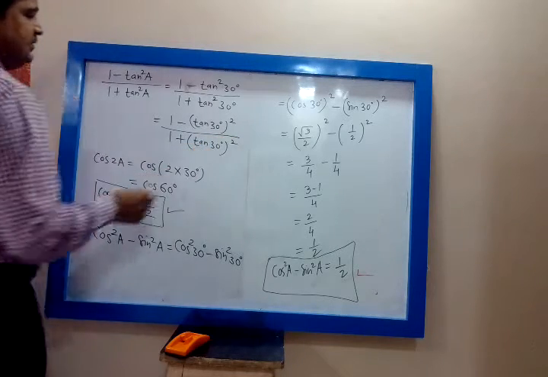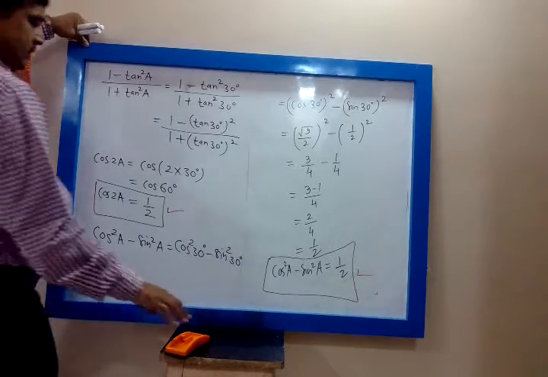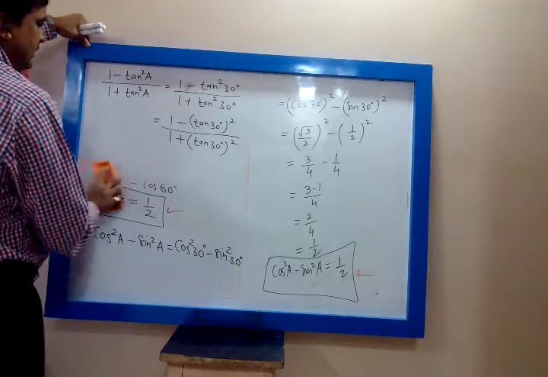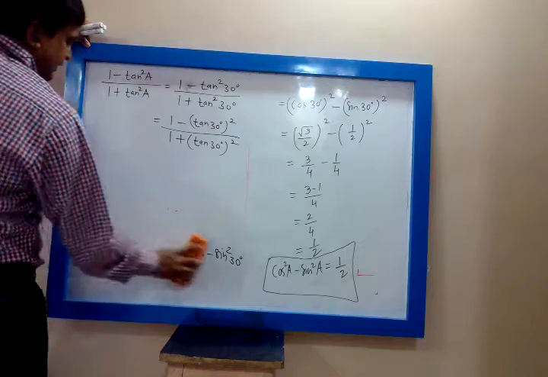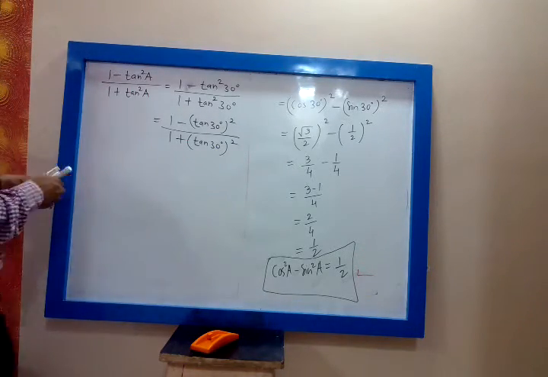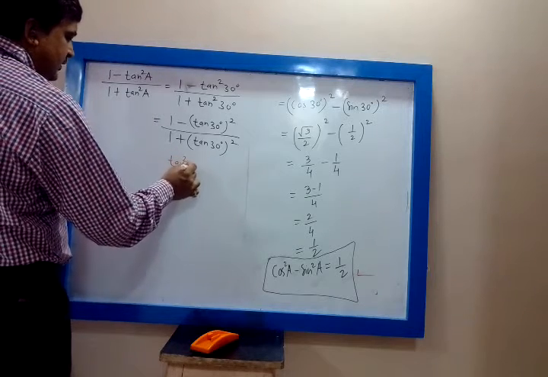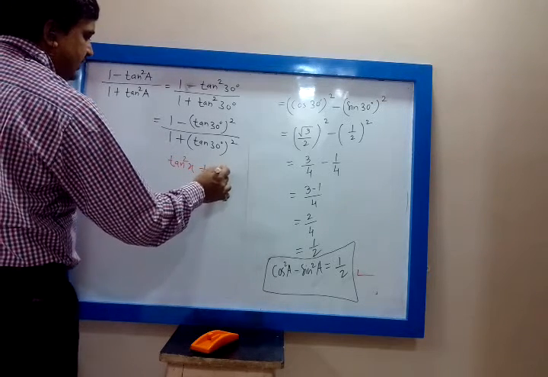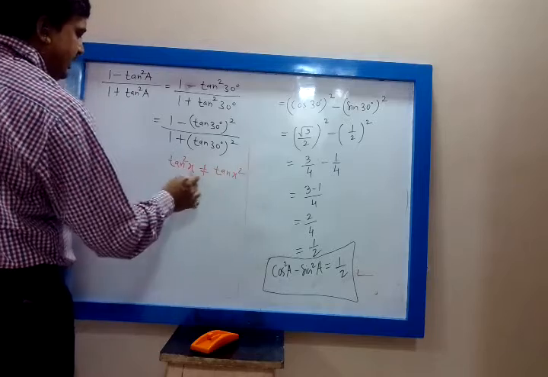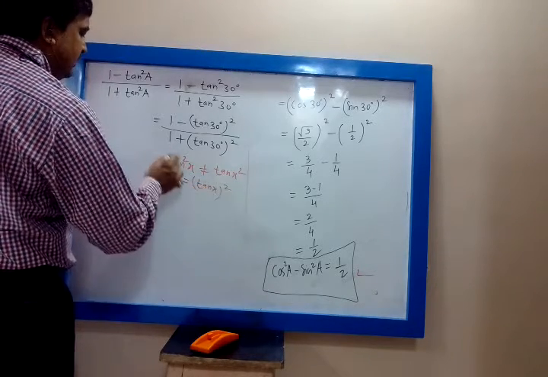See, in the examination, whenever it is square, you do not square the angle, you square the ratio. Sin square x is not the same as sin x square. Again I am telling you, just remember. So tan square x is not equal to tan x square. It is equal to tan x whole square. That you remember.